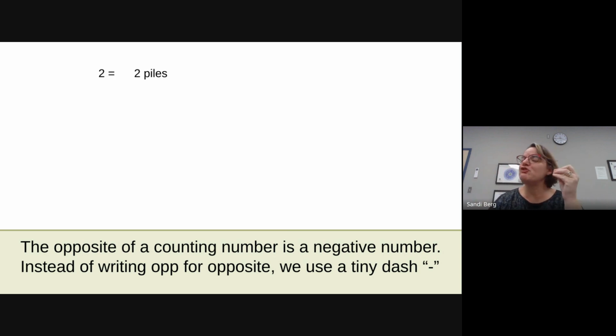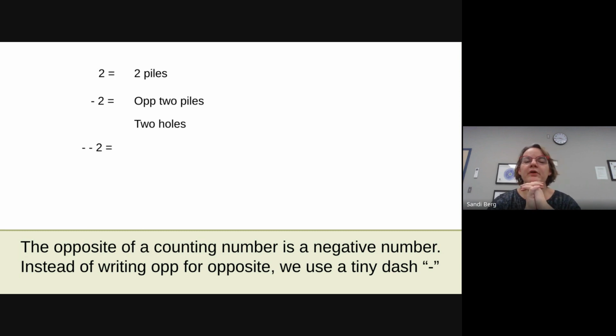So if I write the number 2, what I'm actually building or picturing in my head or verbalizing out loud is 2 piles. So then what is the opposite of 2? What is dash 2? What is negative 2? Well, that's going to be the opposite of 2 piles, which is 2 holes.